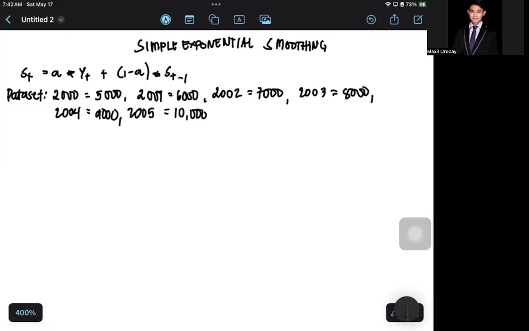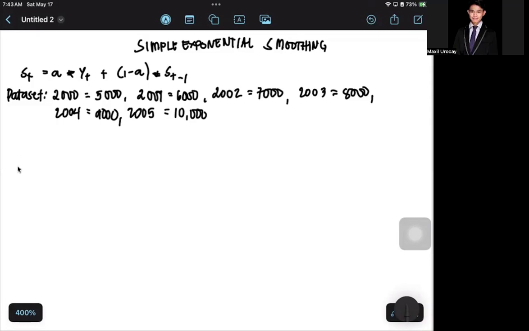This will be the video for the simple exponential smoothing that we'll be dealing with, since we were already able to discuss how we could work with the weighted moving average or the moving average model. So in this video, I'll illustrate how we could work with simple exponential smoothing. We have a data set right now, per year from 2000, with values 5000, 6000 up until 10,000, and we will use that one.